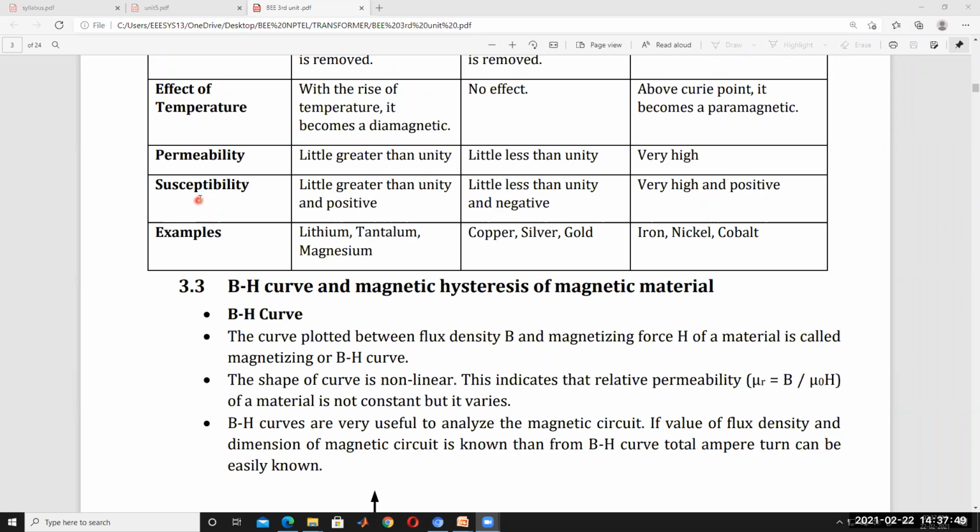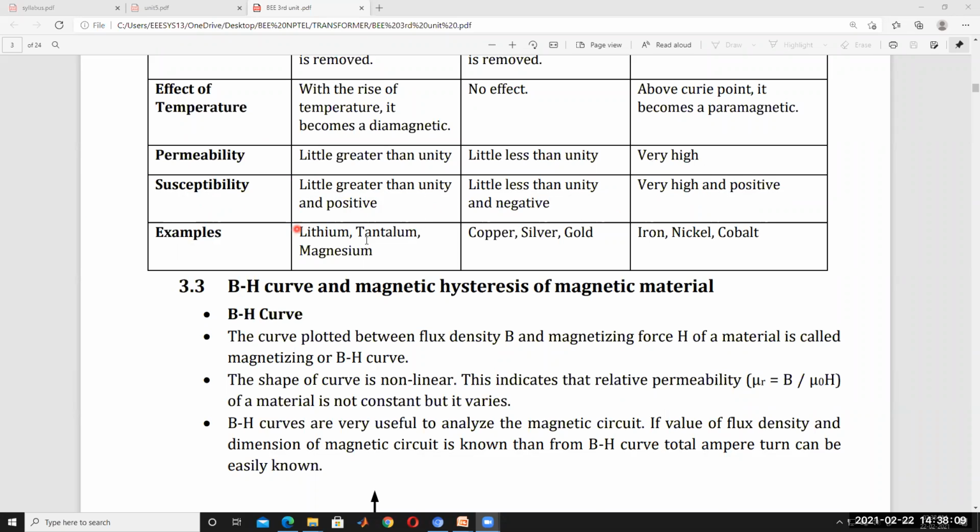And then the next property is susceptibility. These are the different properties of magnetic materials. For paramagnetic, it is a little greater than unity and positive. Here, for diamagnetic, it is a little less than unity and negative. For ferromagnetic, it is very high and positive. This is called susceptibility.